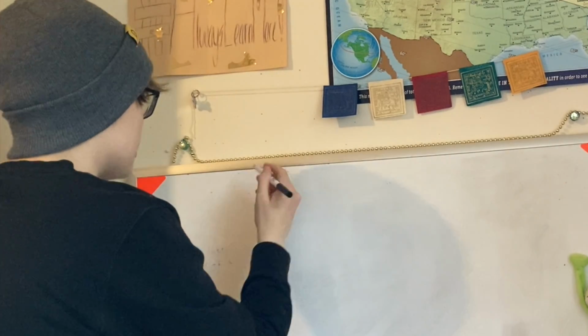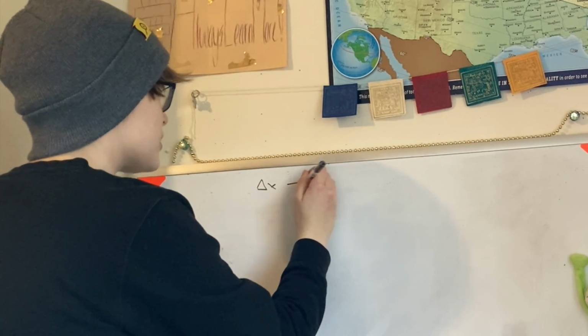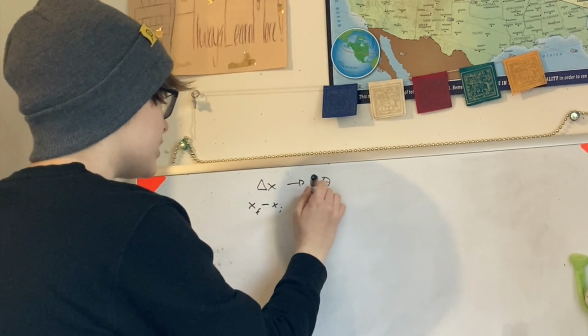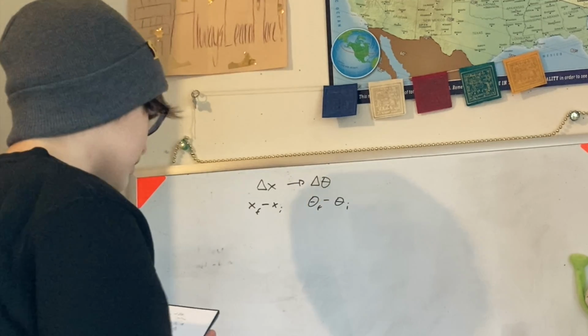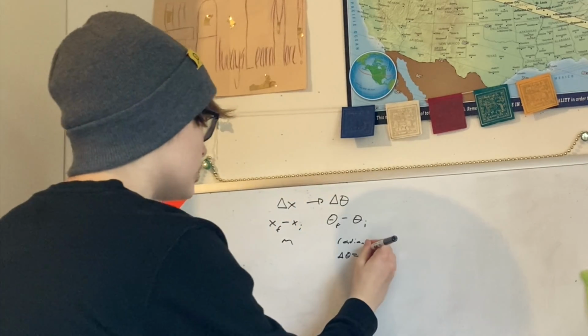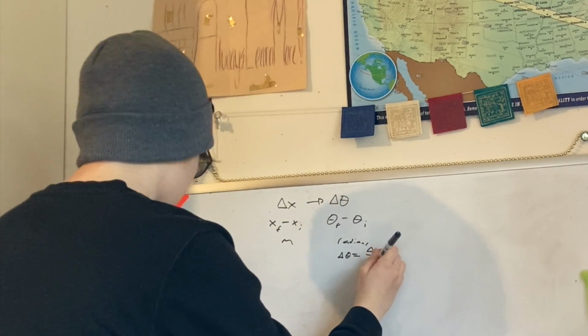So first, displacement is delta x. This becomes delta theta. Basically, what used to be the difference in position now becomes the difference in angle. And this is just in radians. If you use degrees, you're a loser. And this is in meters. The angular displacement is equal to the linear displacement, delta x, over r.